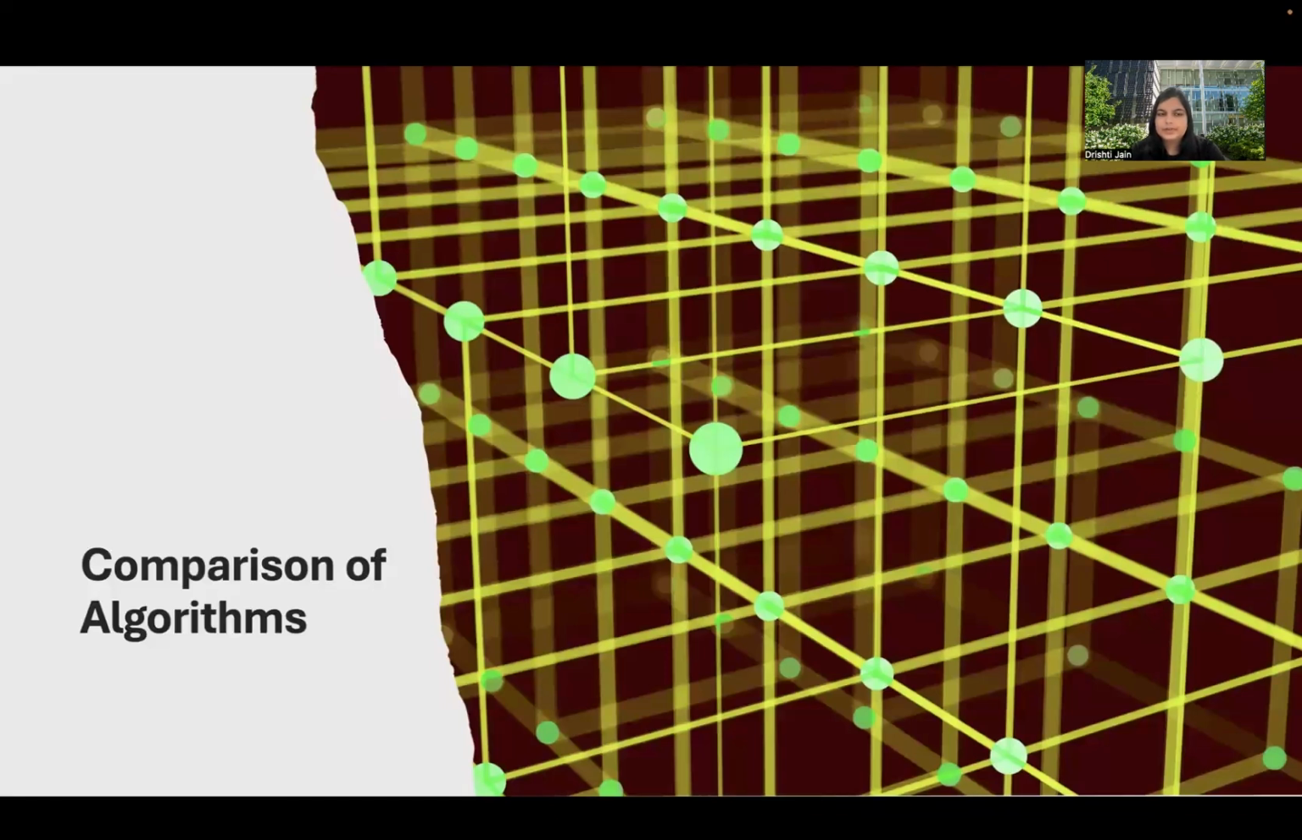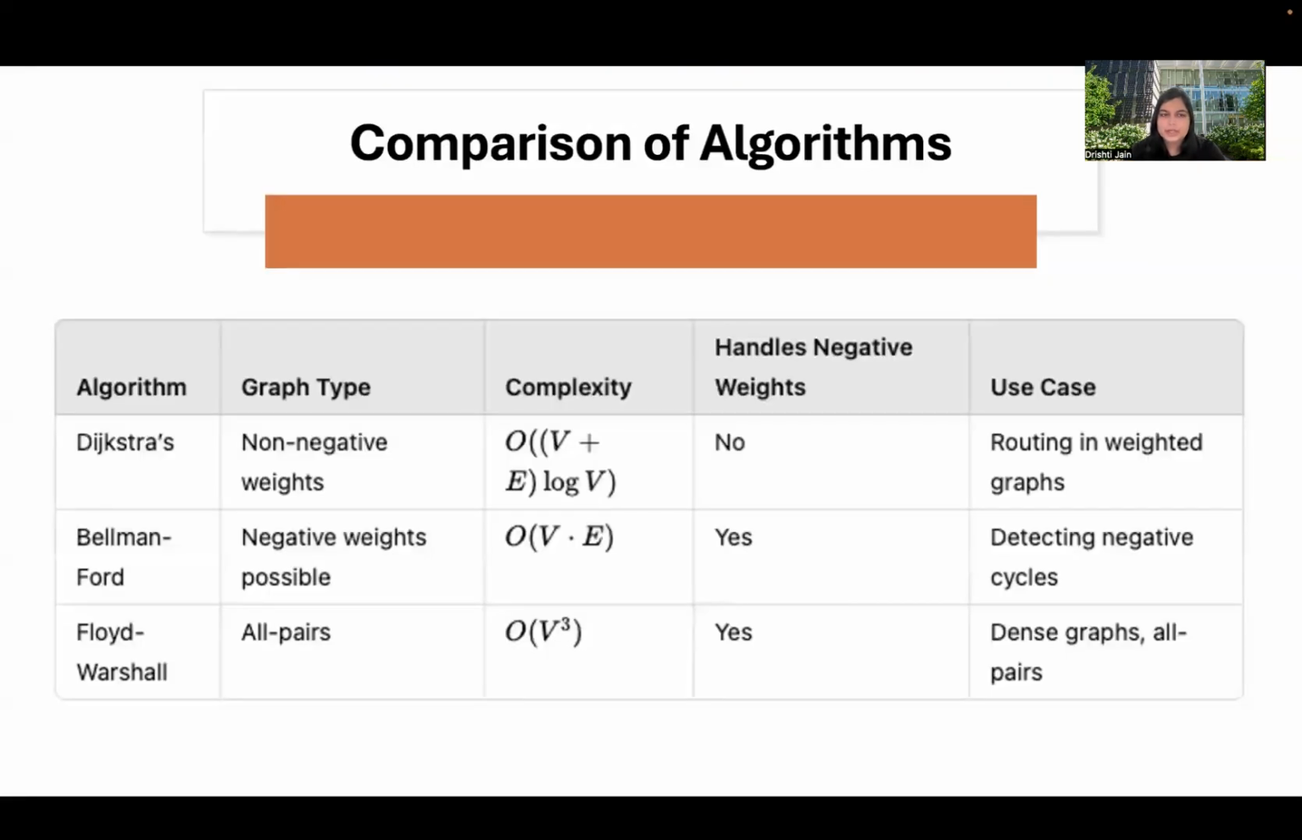Let's compare the different algorithms. In comparing, let's look at the graph type for Dijkstra's. It is non-negative weights, whereas for Bellman-Ford, negative weights are okay. For Floyd-Warshall, all pairs are acceptable. The complexities are something that we've gone through in each of the individual algorithms as well. And the key use case: if you're working with routing kind of applications and weighted graphs, use Dijkstra's algorithm. If you want to detect negative cycles, use Bellman-Ford. If it is dense graphs with all pairs, use Floyd-Warshall's algorithm.